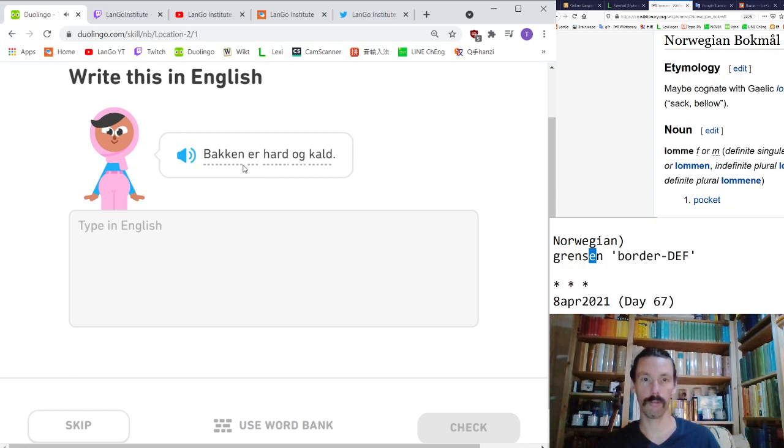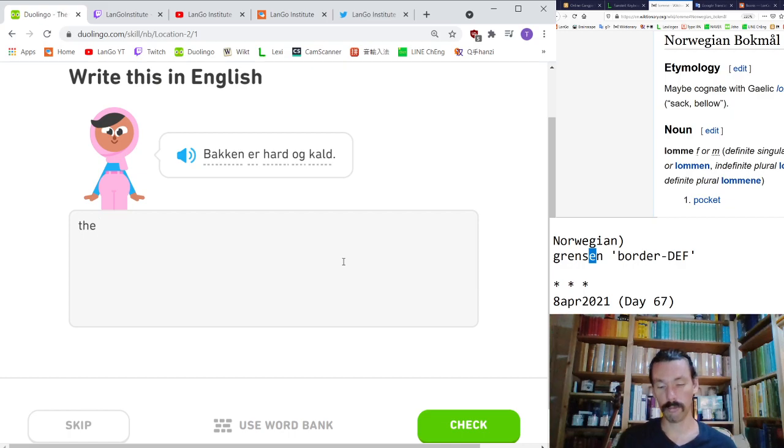Bakken er hard og kald. Bakken, definite form. The ground. The ground is hard and cold. Og, and, is spelled with G. Bakken looks definite, right? The definite form of a noun is going to end either in the N or a T suffix. Hard, just spelled the same as ours, and kald, cold.